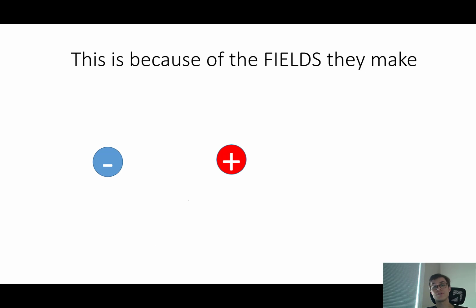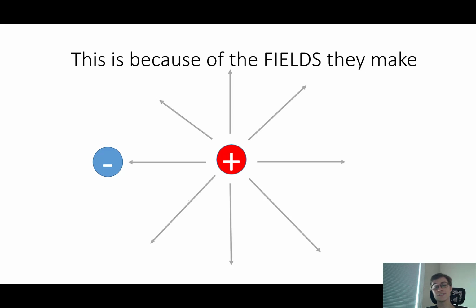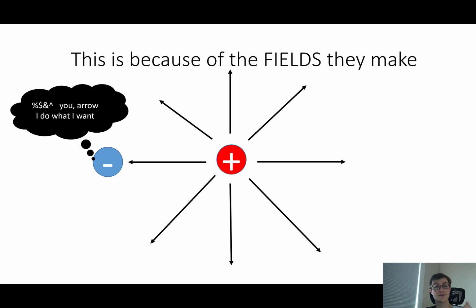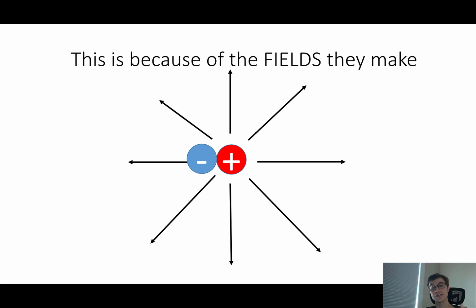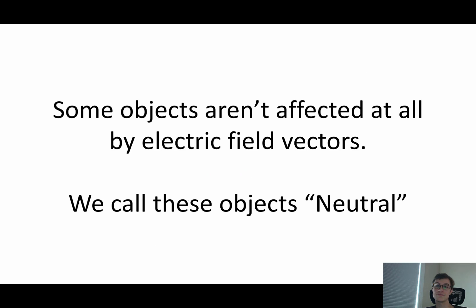Same thing will happen if you have two negatives. But if you have a negative and a positive, what happens is the positive creates these outward pushing field vectors, and the negative charge sort of feels this vector pointing to the left and says, no, I don't want to go to the left, I want to go to the right. So it goes in the opposite direction, which is moving it towards the positive charge.